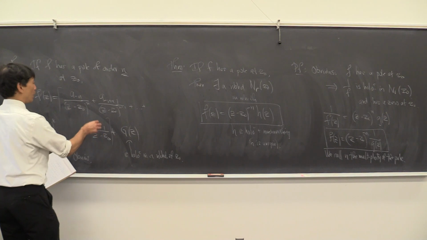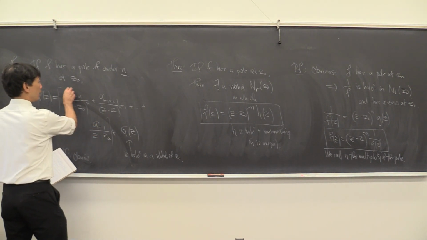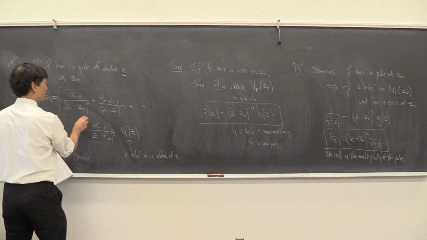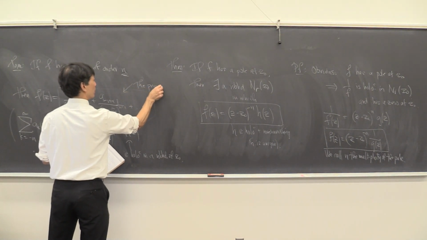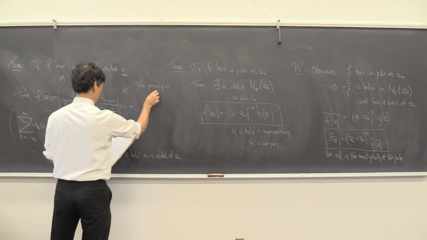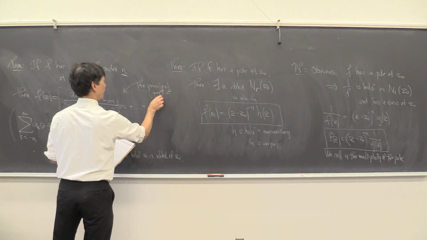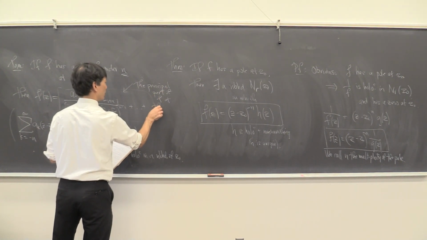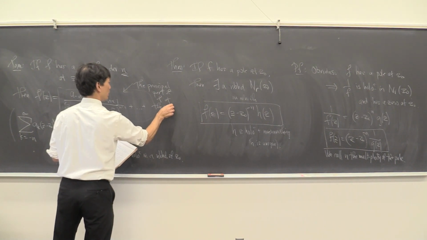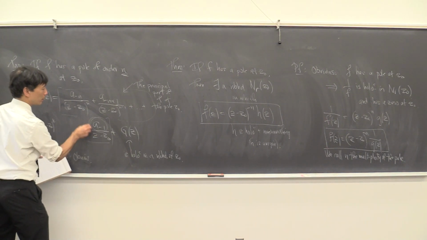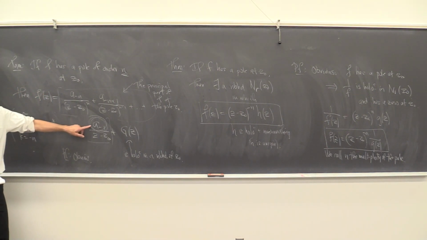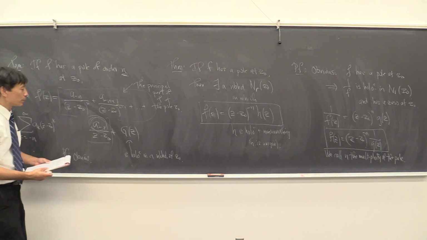Okay, so some terminology. This part here is called the principal part of f at the pole z naught, and this coefficient has a special name. It's called the residue.